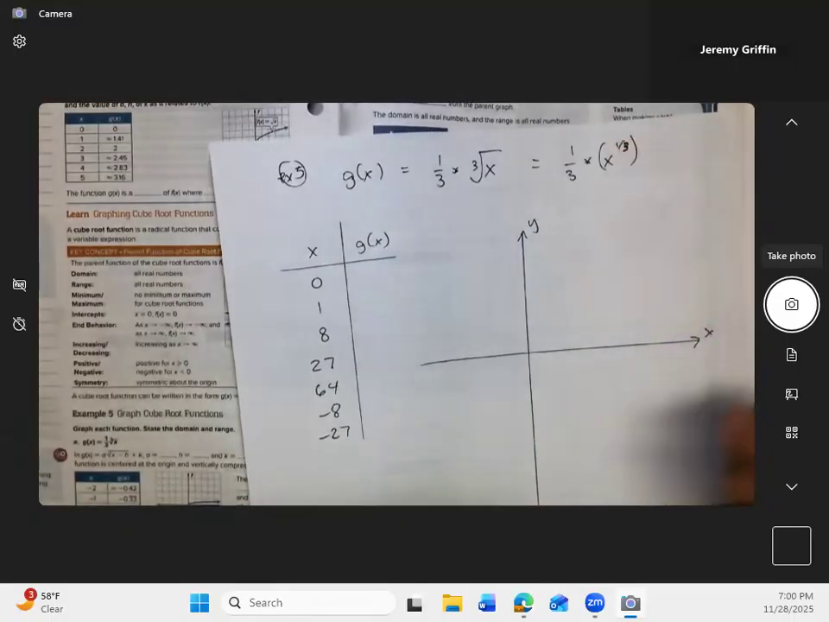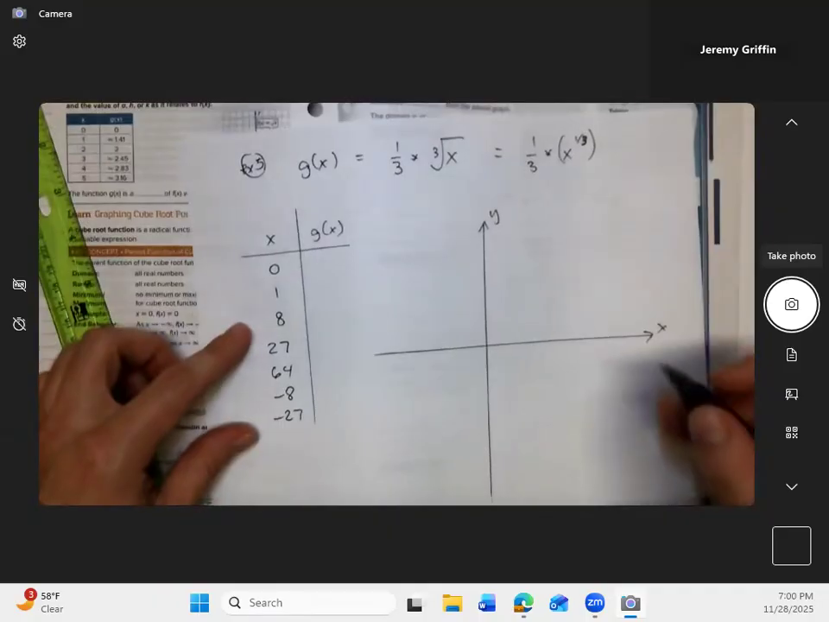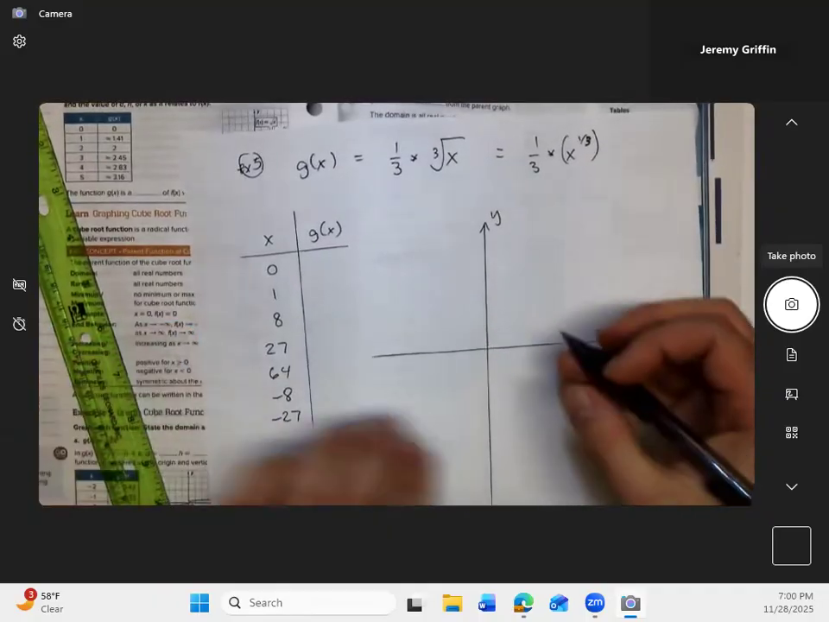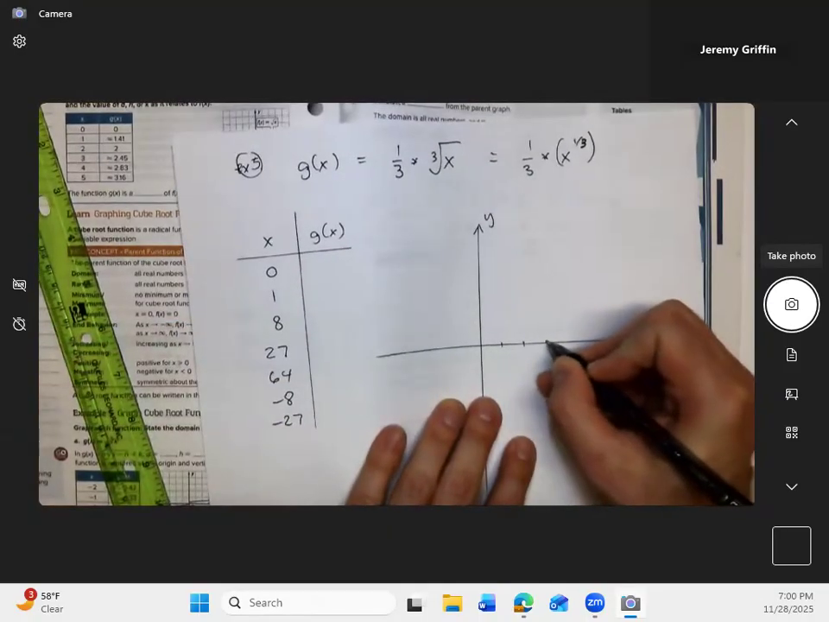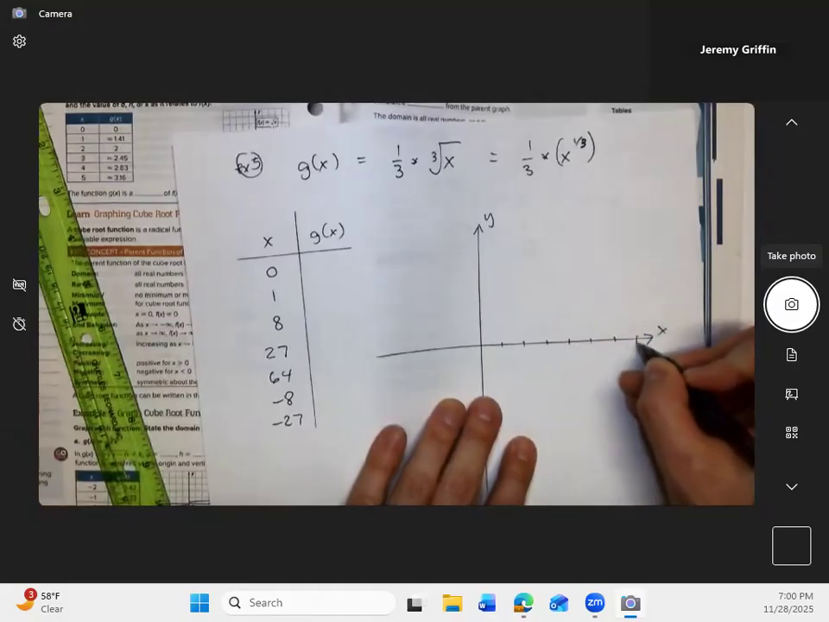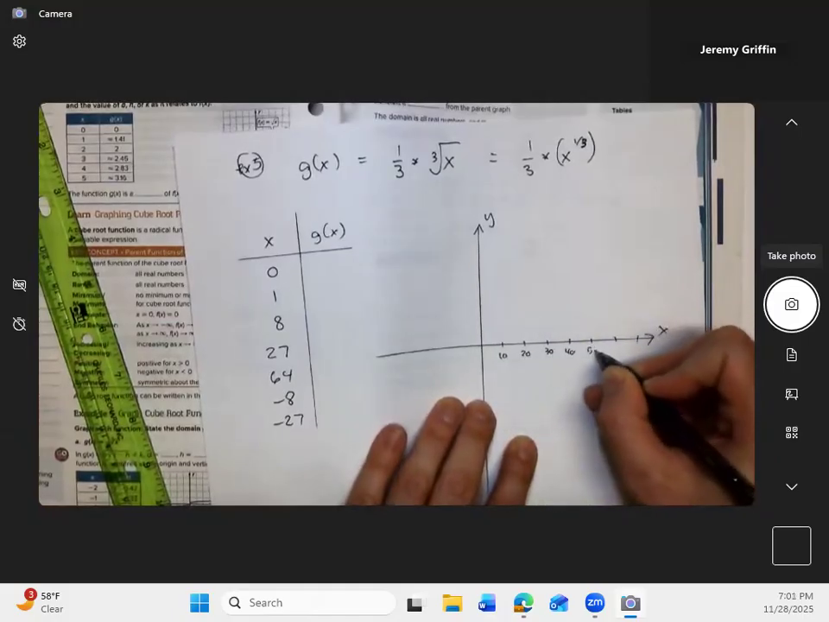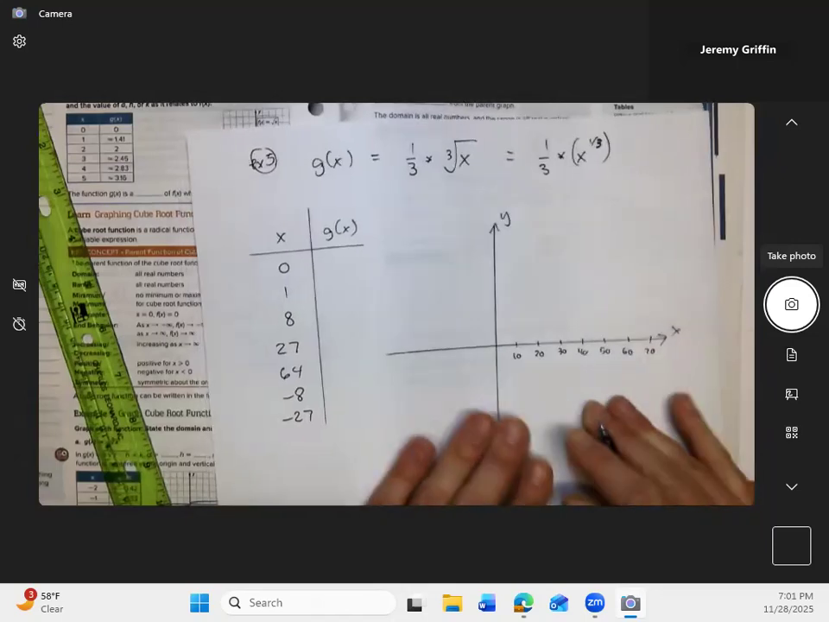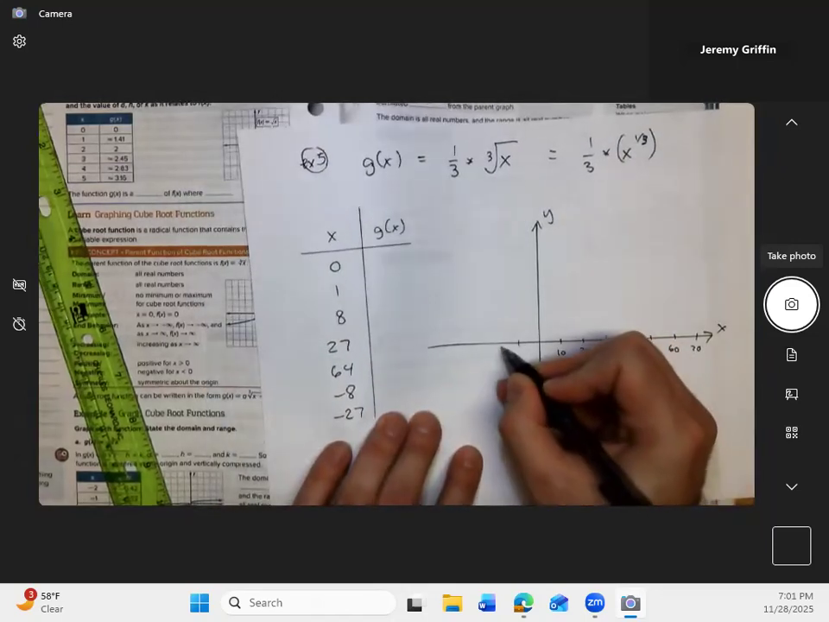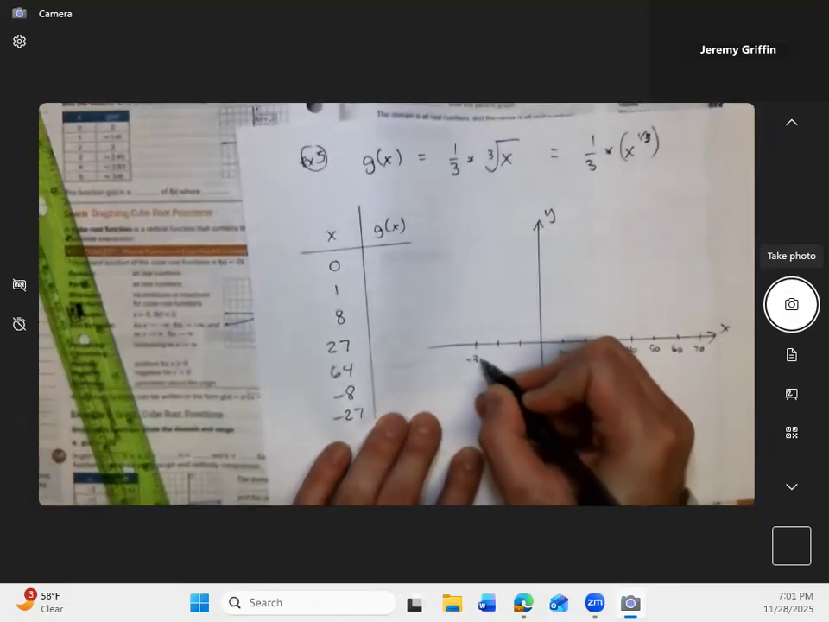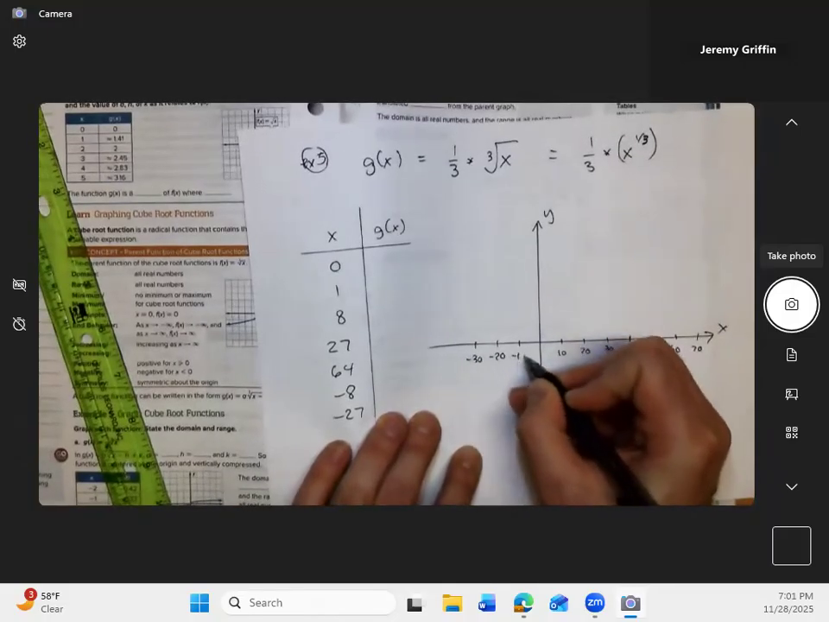X, y. Okay, guys, scale this up to at least 64. Let's go 10, 20, 30, 40, 50, 60, 70. And we're also going negative. 10, 20, 30. That would probably be good enough.